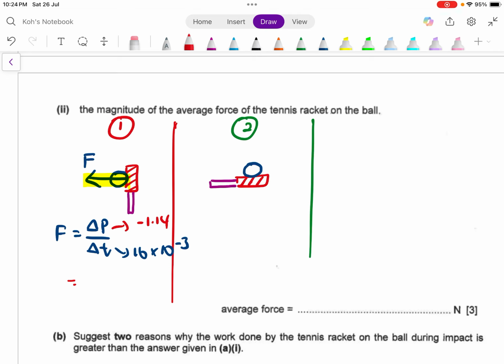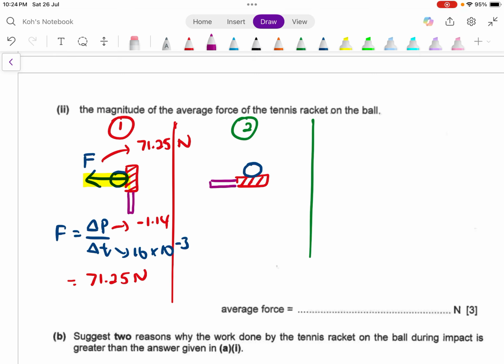So this is about 71.25, so it's 71.25 newtons. This part right here is 71.25 newtons. Okay, so let's take a look at the second part.